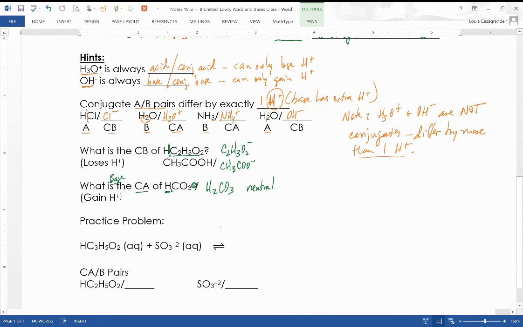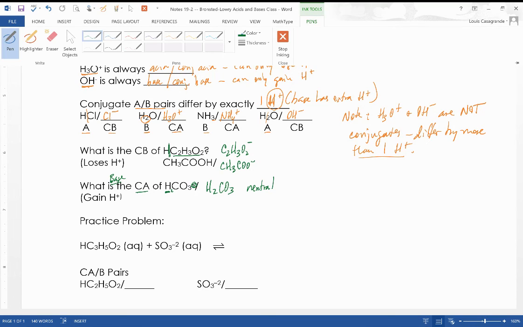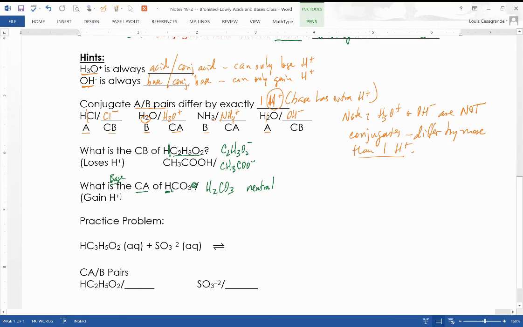Here's a practice problem. It has some similar things in it. Notice there's no water present. And so we're going to do this reaction without having to worry about whether water is present or not. Now, you may say, how do you know which one is the acid, which one is the base? In this case, it's pretty straightforward. Only one of these guys has an H plus that can be lost. And that would be this guy.